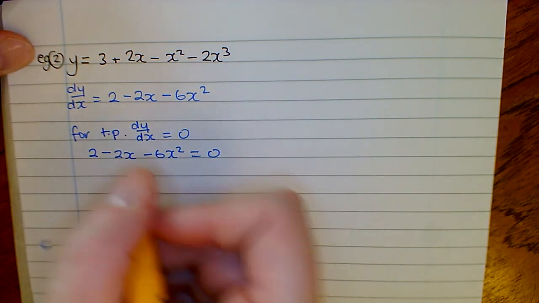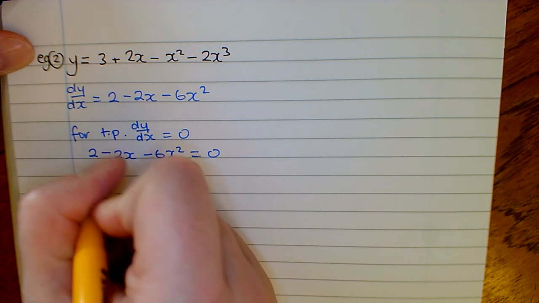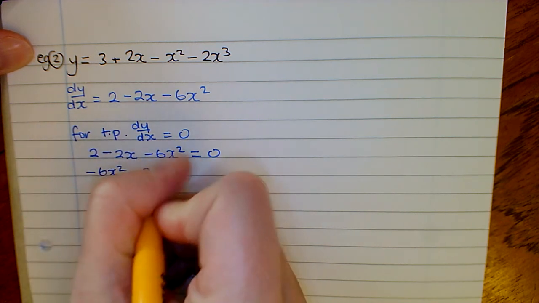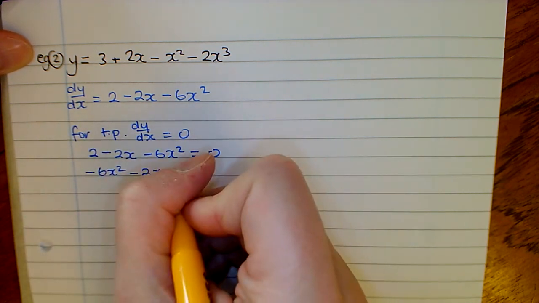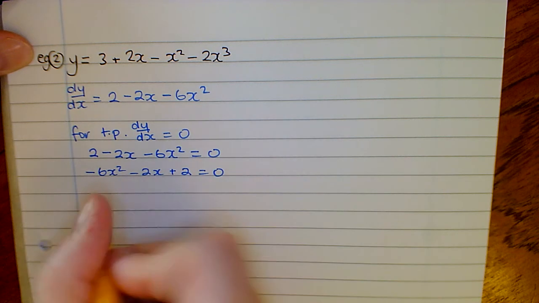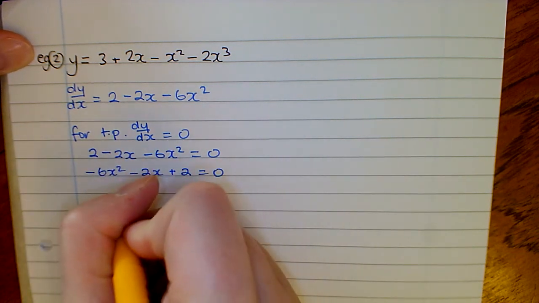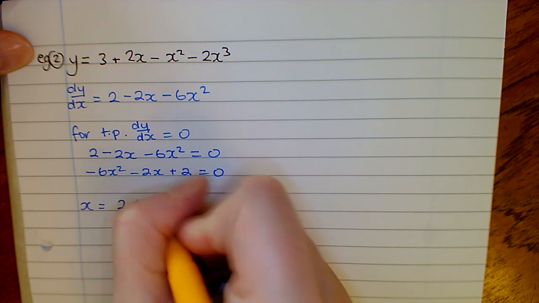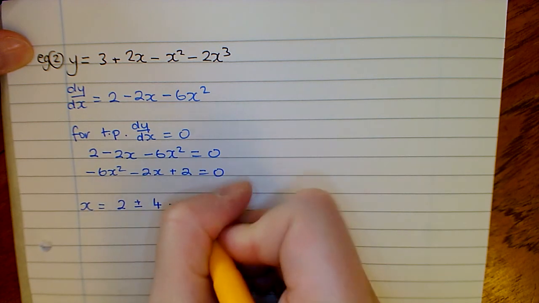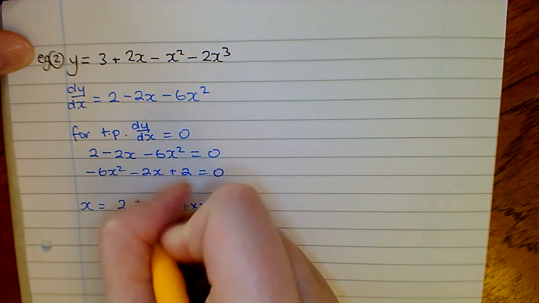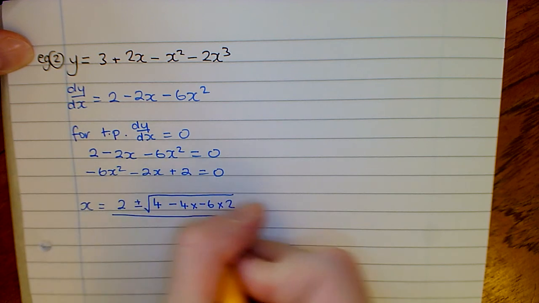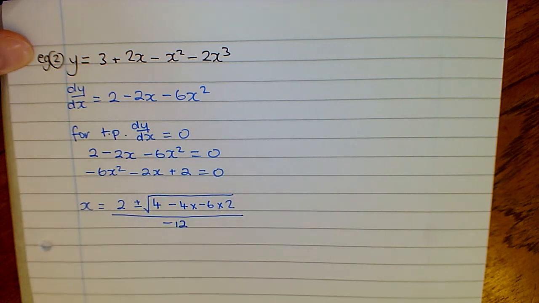Again, this one doesn't factorise. I'm going to write it in the format that we're used to, with the x squared, then the x, then the number. And I'm going to use again the quadratic formula. Minus b plus or minus the square root of b squared minus 4 times a times c, all over 2a.